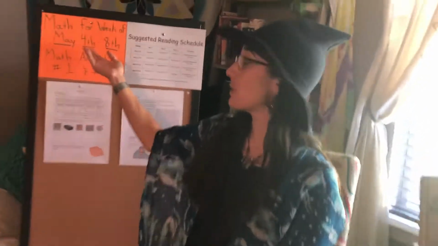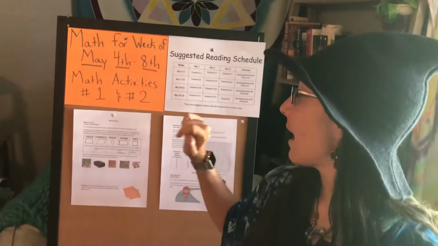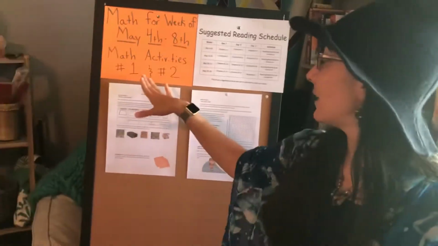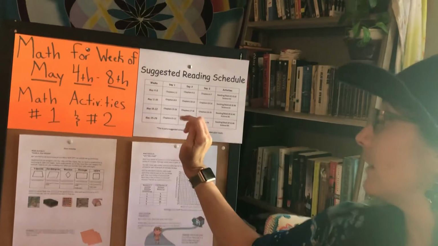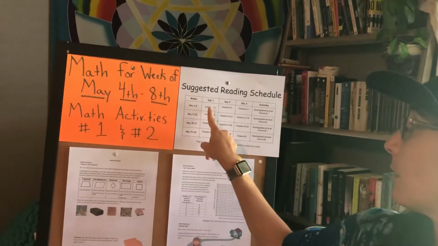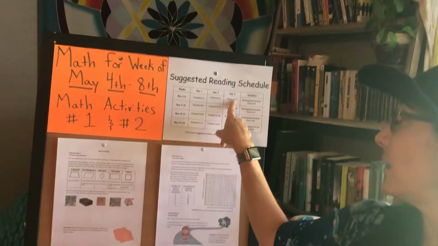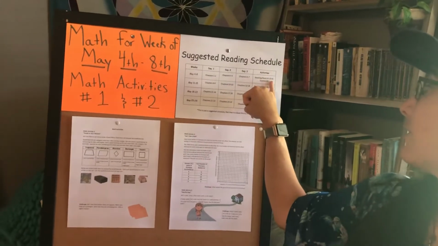If you're watching this video, that means you're ready to tackle some of your math for this week. This is the week of May 4th through May 8th, and this week we are doing math activities number 1 and 2 as listed on our reading schedule. So we know during this week we're reading chapters 1 through 7, and we're doing math activity 1 and 2 for the week.